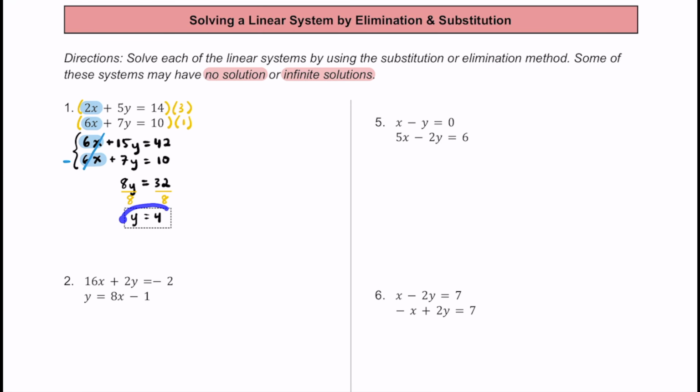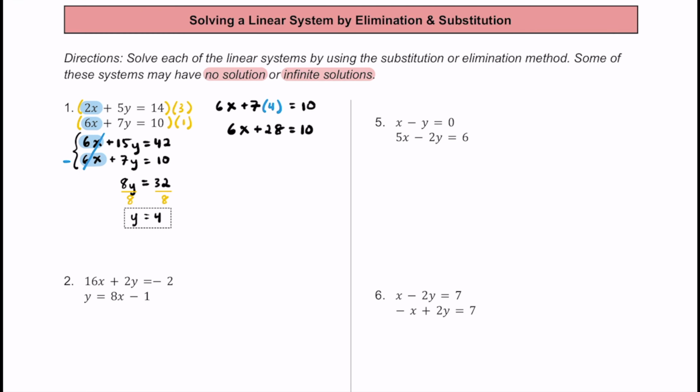Now that we found y, let's use that information to solve for x. You can either plug it into the top or the bottom equation. I'm just going to plug it into the bottom equation here. Okay, so substituting that in, we're going to have 6x plus 7 multiplied by the 4 that we just got, and that's going to equal 10. Multiplying 7 times 4, that's going to equal 28. So we're going to have 6x plus 28, and that's equal to 10.